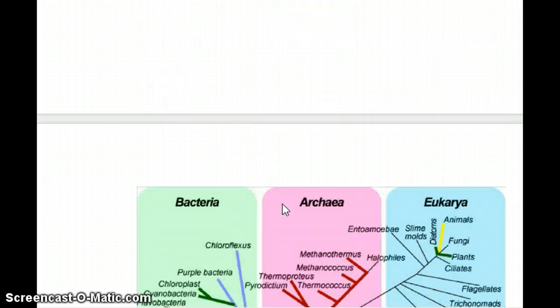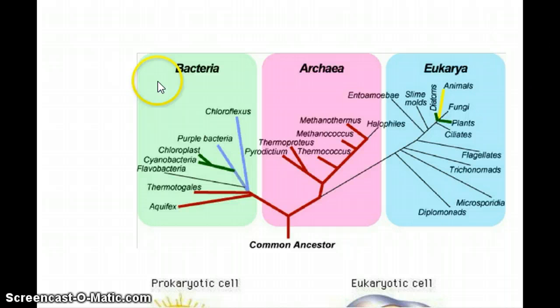So if we look at it a little bit differently here, we have bacteria as one domain, archaea as another domain, and then eukarya as this final domain. So here's some examples in eukarya. We have animals, of course, fungi, plants, like I said, and then there's some other interesting organisms: slime molds, ciliates, flagellates, diplomonads. These are all single-celled eukaryotes. Think of a paramecium, for example, would be in this category.